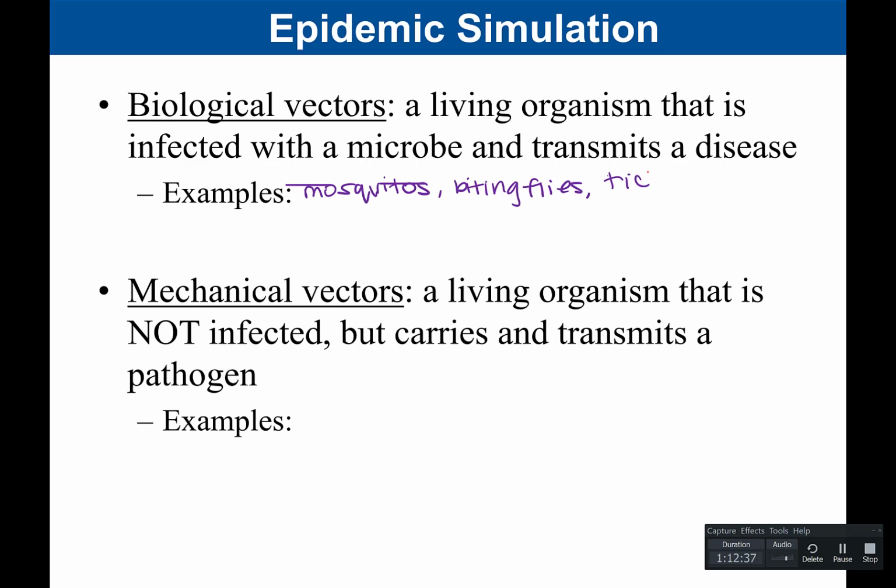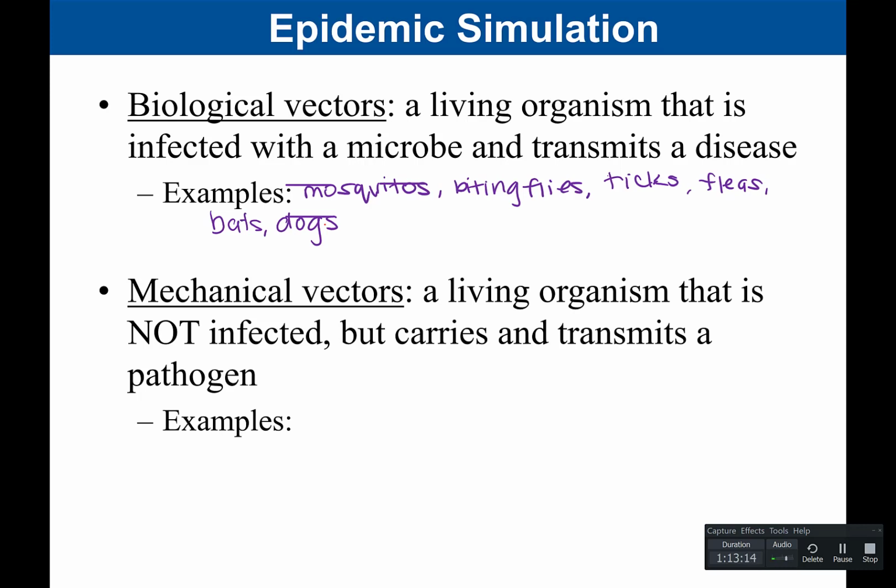Ticks. So if you know about Lyme disease, it is transmitted through the bite of a tick. Fleas. So basically any type of biting arthropods can cause this. Bats, dogs, etc. Those bats and dogs can transmit rabies, right? The organism is infected with that virus, and if they bite you, they can transmit it to you. We call that a biological vector.